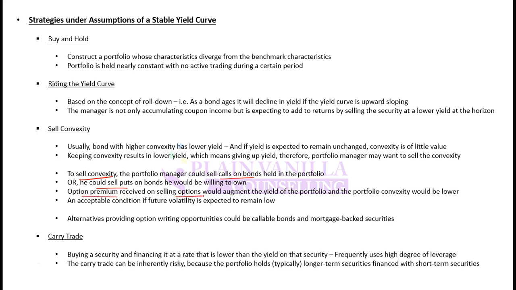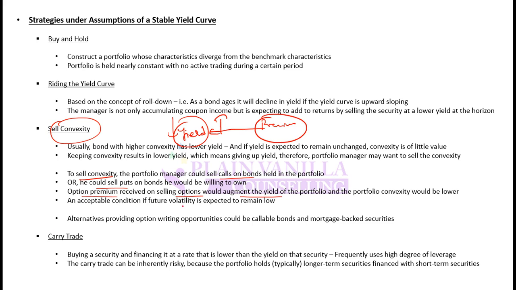Option premium received on selling options would augment the yield. So what is the disadvantage of keeping convexity? The disadvantage is that I have lower yield. So what am I doing? I am trying to increase this yield. How am I increasing this yield? I am selling the option. When I sell the option, I will receive premium, and that premium will be a benefit, and that would add to my yield. So this is how I am increasing the yield.